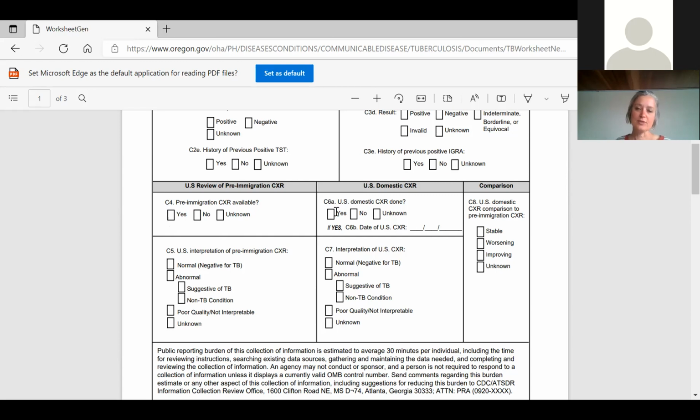And then again, we're always going to do, for the most part, a domestic chest x-ray too. We recommend almost always you get a new chest x-ray on arrival. So we would check yes there. You could put the date of that new chest x-ray, and then you write your interpretation right here. I think in our scenario, we said it was normal. So then for C8, you would say it's improving in that example. But it could be any of these: stable, worsening, or improving, or just altogether unknown if you didn't have the pre-immigration chest x-ray at all. Okay, any questions about that?